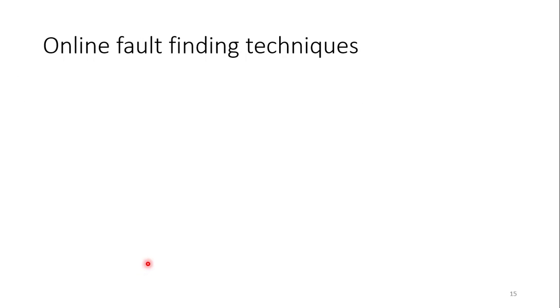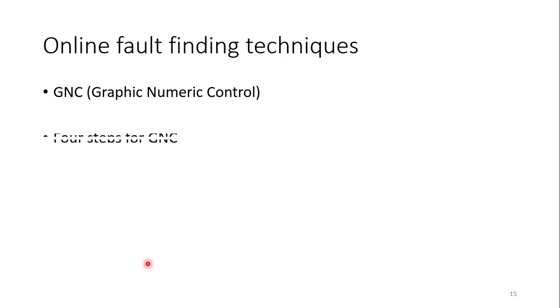These were the offline techniques. Previously we discussed the offline fault finding techniques, meaning away from the machine. But while working on the machine, how do you find the faults? That is called GNC, graphic numeric control. When you are finding the fault online on the machine in real time, that is called GNC. It has 4 steps. The first one is recognition of the machined surface. Which surface has to be machined? Firstly, the machine is able to understand the surface on which you have to do the cutting. That is called recognition of the machined surface.